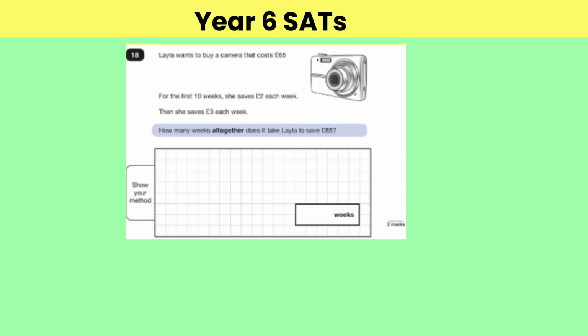Layla wants to buy a camera that costs £65. For the first 10 weeks, she saves £2 each week. Then she saves £3 each week. How many weeks altogether does it take Layla to save £65?